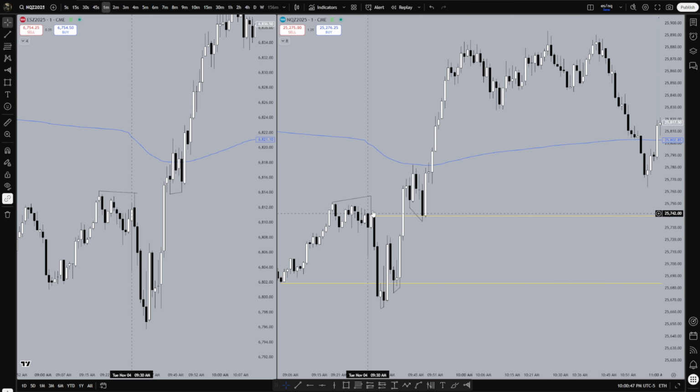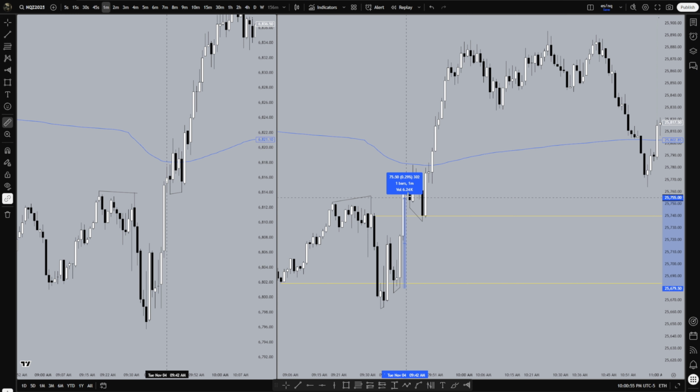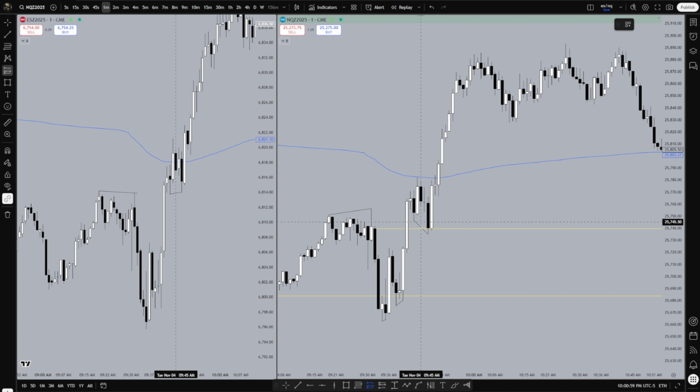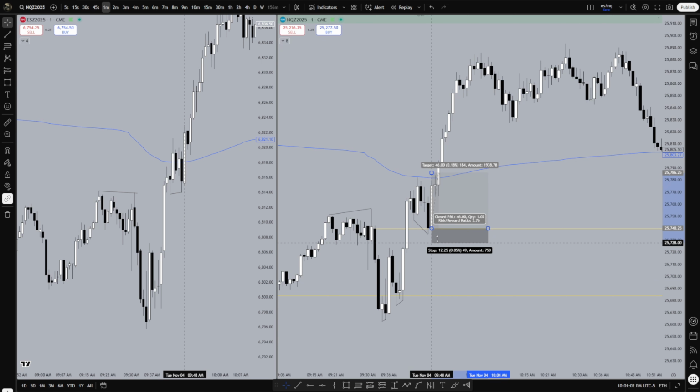This candle that closed here with this SMT, the next candles following were large distribution. SMT closed here, large distribution. SMT closed here, large distribution, okay? So I entered immediately off of this right here, 10-point stop.